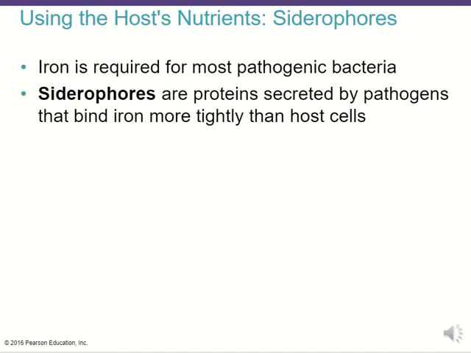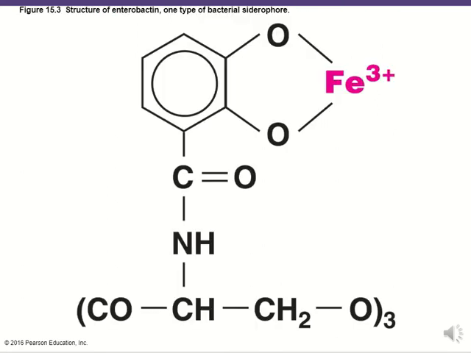Now, when using host nutrients, there are siderophores, which are proteins secreted by pathogens that bind to iron more tightly than the host cell itself. This is relevant because iron is a critical necessity for most pathogenic bacteria. This is one example of a bacterial siderophore that binds to iron in the body and maintains it for the bacteria's use instead of the host.